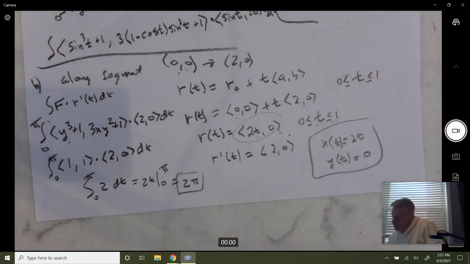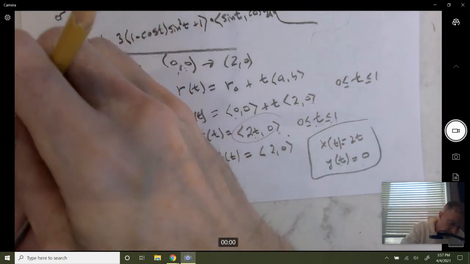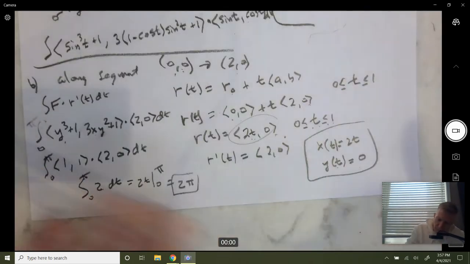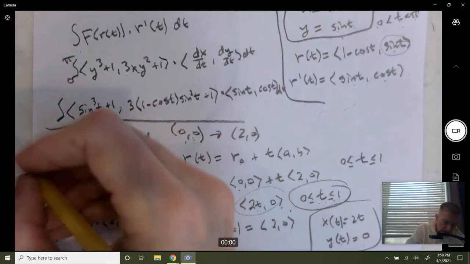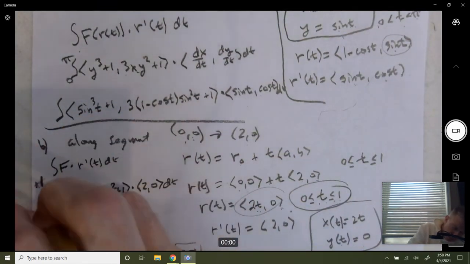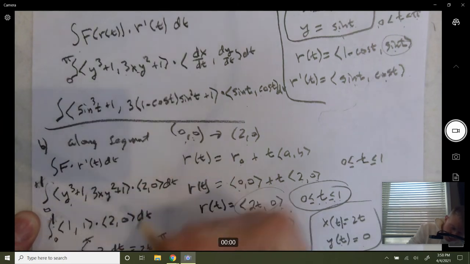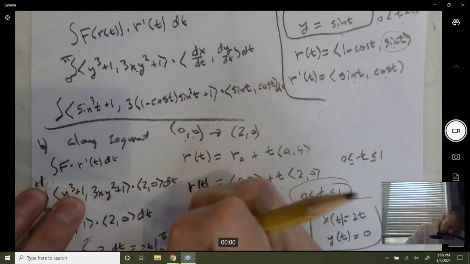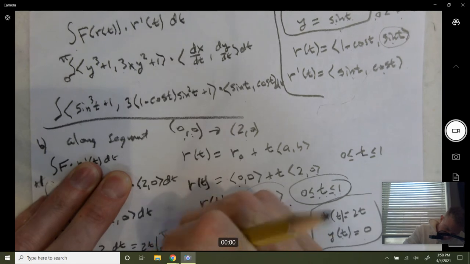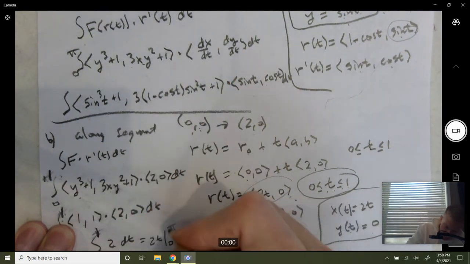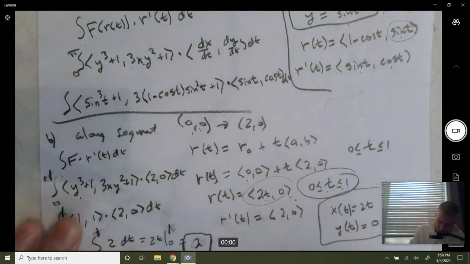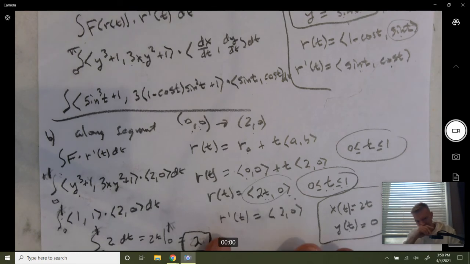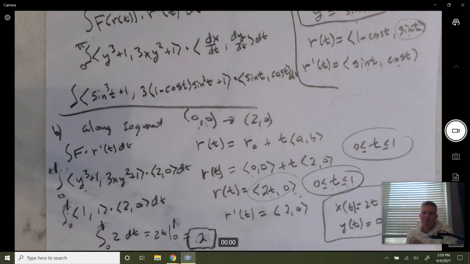Okay, double check that. Oh, it's not 0 to pi, sorry. That's a mistake. Remember, our t goes from 0 to 1. This integral we want from 0 to 1, which means you don't get 2 pi, you simply get 2. So 0 to 1, 2 times 1. So this integral is 2. Remember, our t goes from 0 to 1 because we took a simpler path. That was a much better integral.